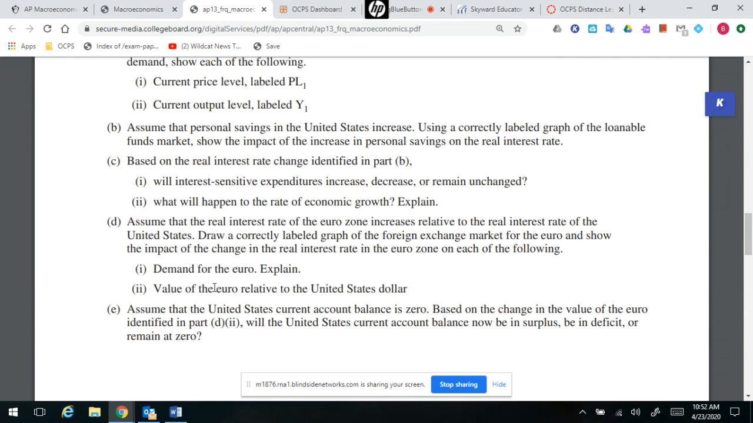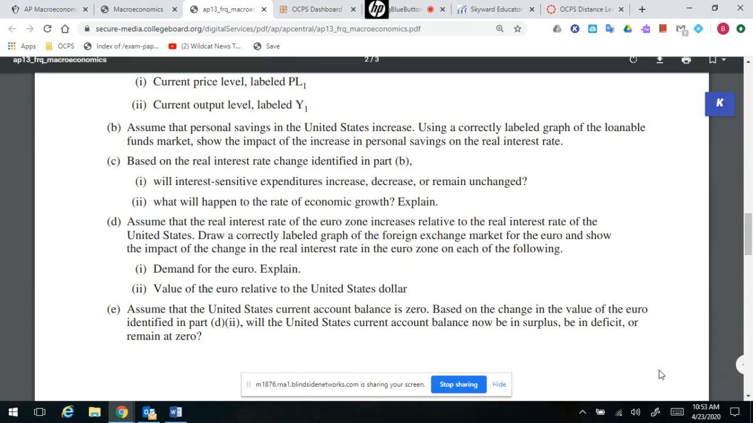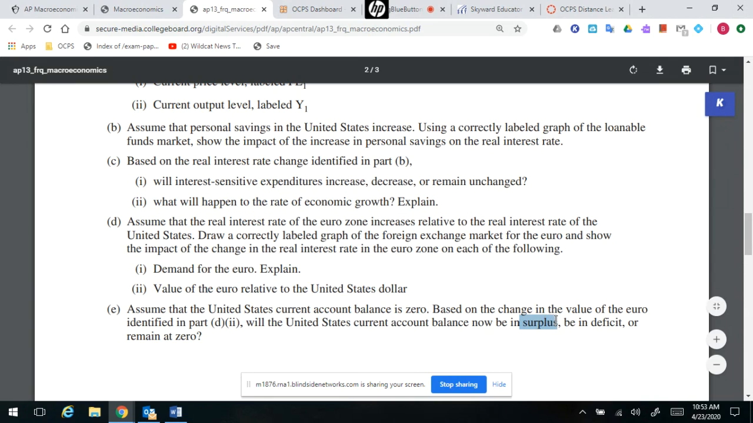So we said the value of the euro goes up, the value of the dollar goes down. So our stuff is going to seem cheap. As our stuff seems relatively cheap to the Europeans, they are going to want to buy more of our things. As they buy more of our things, that means the U.S. is going to export more. As we export more to the Europeans, that means our exports go up. Our current account balance becomes more positive. It goes into surplus, and that's a positive thing.